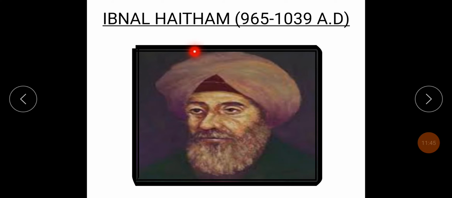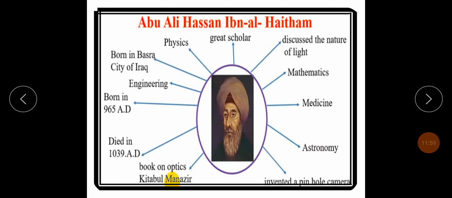Now, Ibn al Haytham. Ibn al Haytham was born in 965 AD and he died in 1039 AD. Now, the structure of Ibn al Haytham. His real name was Abu Ali Hassan ibn al Haytham. He was a great scholar of physics, born in Basra, Iraq, in 965 AD, died in 1039 AD. His famous book on optics, named Kitabul Manazir, discussed the nature of light. He worked on mathematics, medicine, astronomy, and engineering. He also invented a pinhole camera.